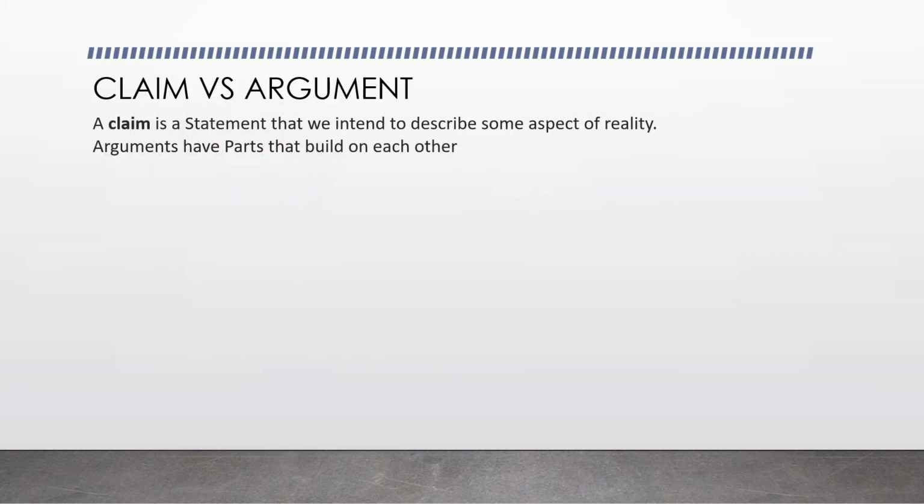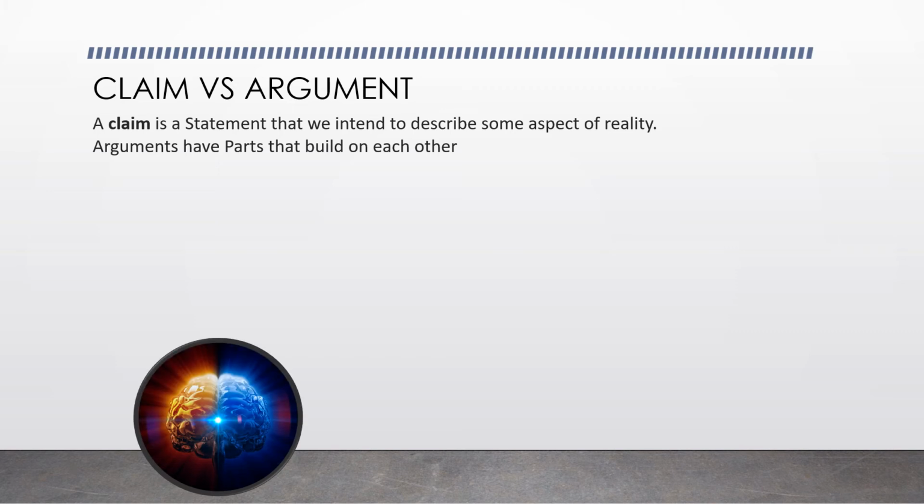Now, it's really important to understand that there's a difference between a claim and an argument. A claim is a statement that we intend to describe some aspect of reality. Arguments have parts that build off of each other. The idea of a claim is that it's just some sort of relation of one idea to something else. It may or may not be true. You have to evaluate that. But a claim is just this idea of, hey, this is true, or at least I'm trying to advance it as being the case. It's not filled with a lot of parts.